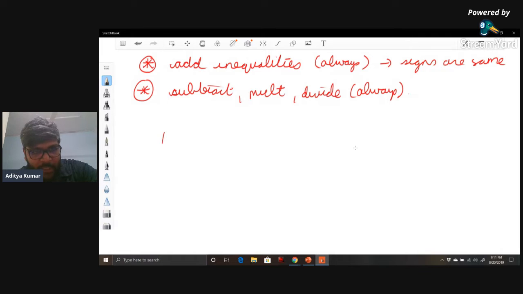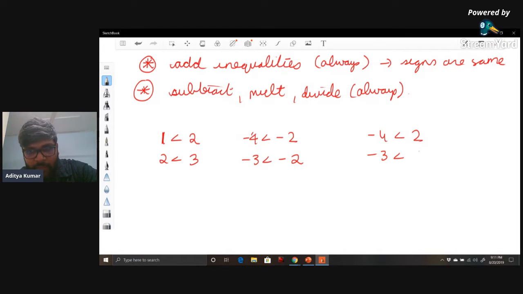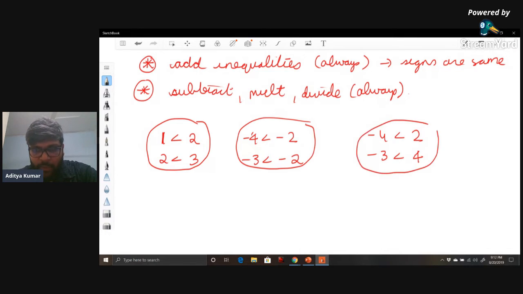I'll give you an example. Okay, I'll just take a set of inequalities. Say 1 is less than 2, 2 is less than 3. Say let's take a negative value as well. Minus 4 less than minus 2, minus 3 less than minus 2. And let's take one negative, one positive as well. Minus 4 less than 2, minus 3 less than, say, 4. So you see what I'm doing is I'm trying to vary the signs, okay? Before somebody asks me, what about this sign, this sign? I'm just giving you all three possibilities.